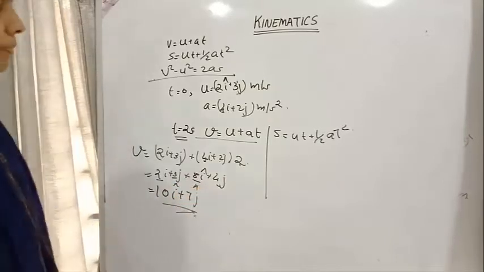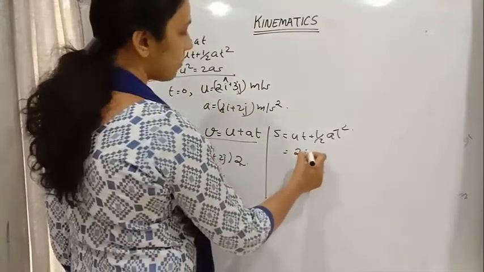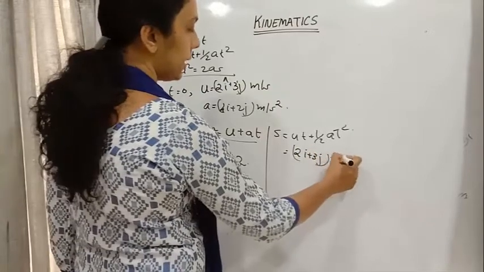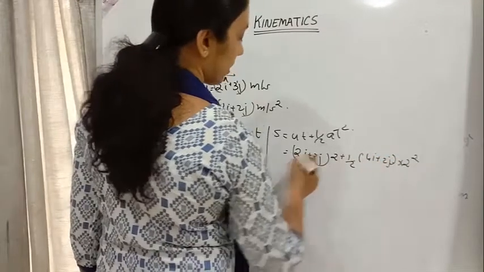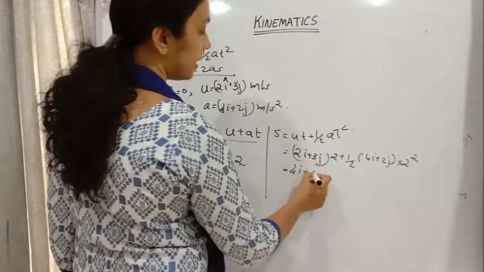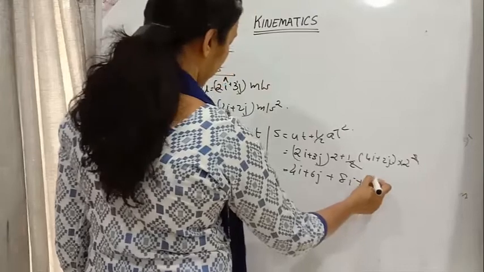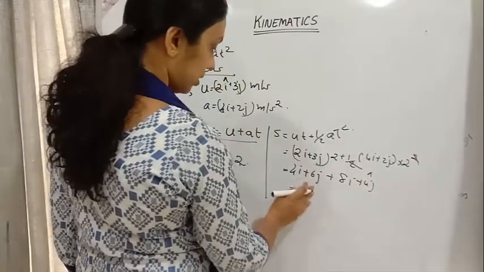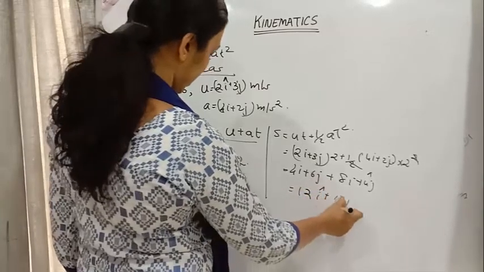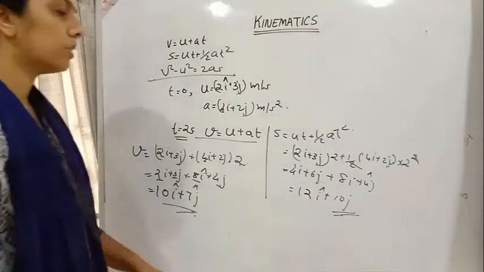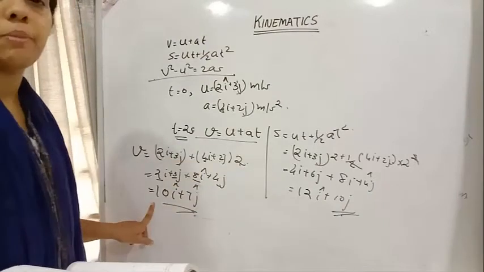That is the velocity. Same way we can find it for displacement also. S is equal to ut plus half at squared: (2i plus 3j) into 2 plus half into (4i plus 2j) into t squared, that is 2 squared. So here 4i plus 6j plus 8i plus 4j. So here we will get 12i plus 10j. This is the displacement, 12i plus 10j, and velocity is 10i plus 7j.